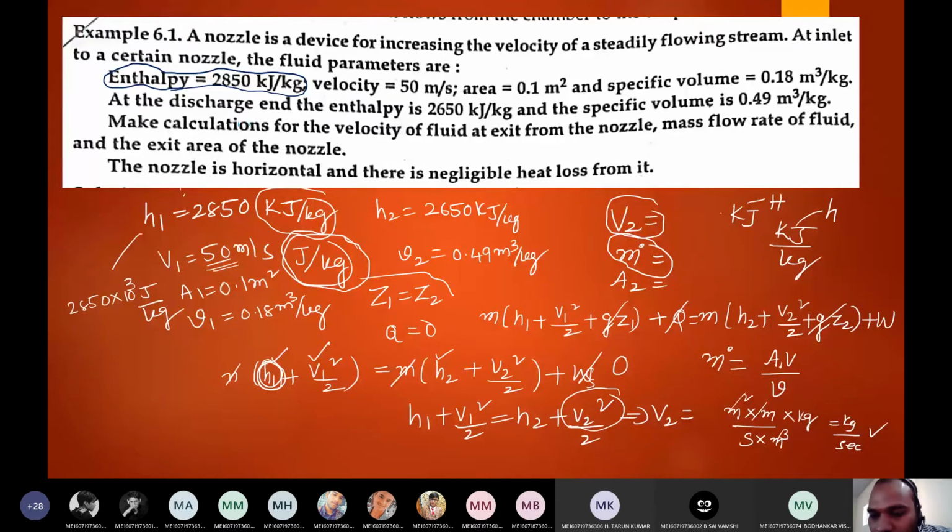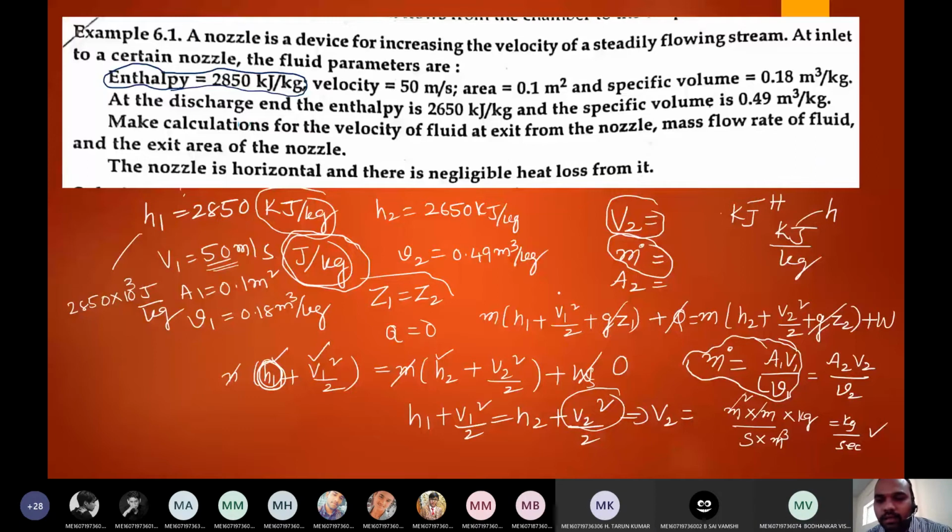I can write A1 V1 by small v1 is also equal to A2 V2 by small v2. Area at inlet is given, velocity at inlet is given, specific volume at inlet is given. So you can calculate mass flow rate by using A1 V1 by small v1. Is it clear? Please answer. Yes, sir.